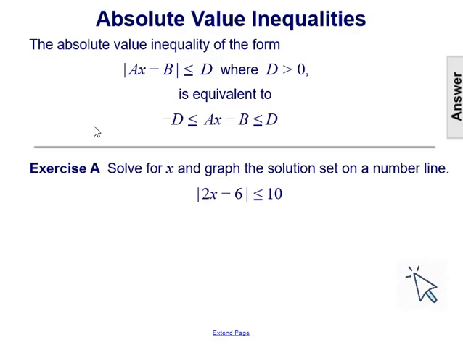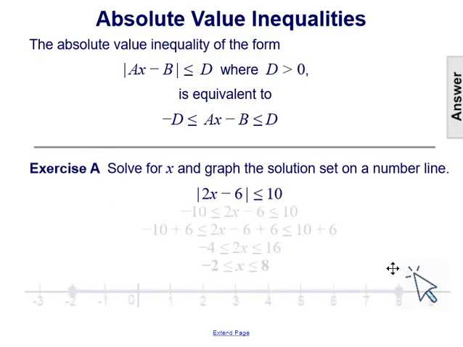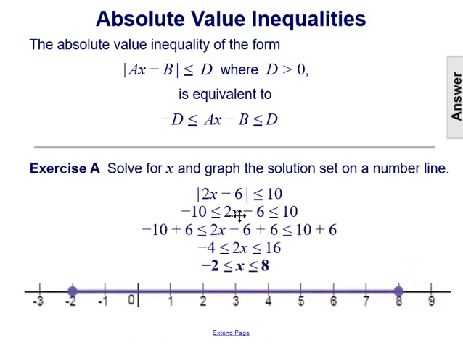set. So exercise A is solving and graphing the absolute value inequality. The absolute value of 2x minus 6 is less than or equal to 10. So first, we can rewrite this absolute value inequality as a compound inequality with and. So we can have negative 10 is less than or equal to 2x minus 6, which is less than or equal to 10.